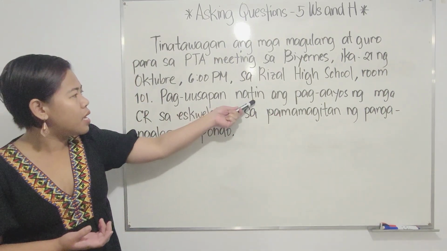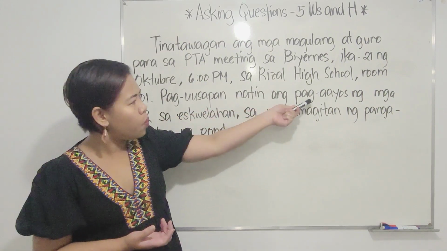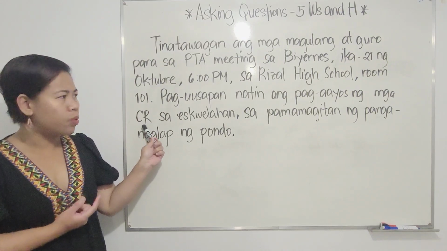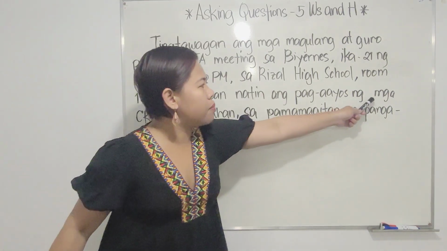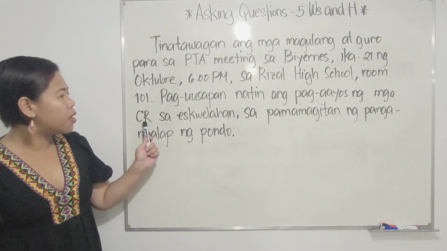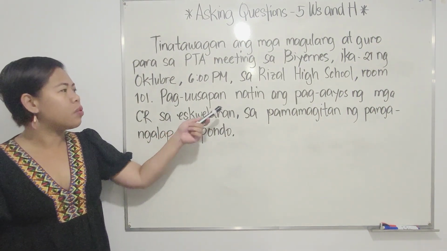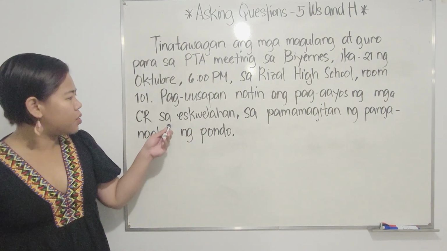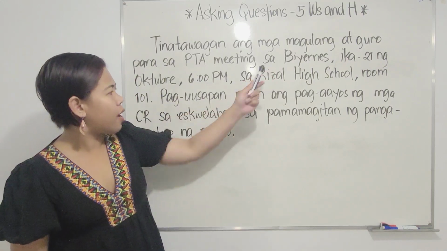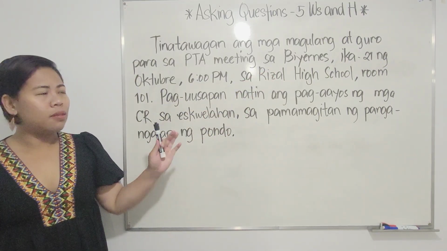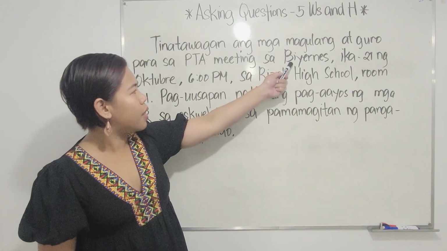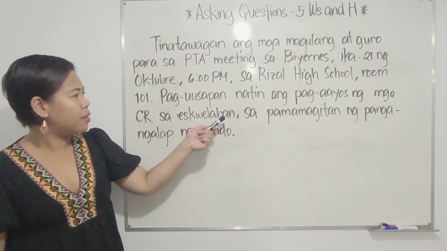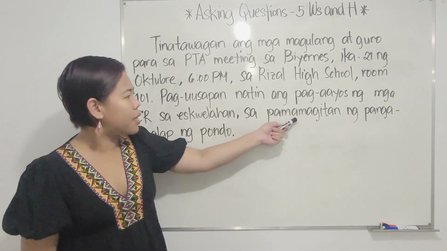So we are going to talk about how we are going to fix the CR, the washrooms with S. It's plural because it says mga. So there are a lot of washrooms at the school or in the school. The washrooms in the school. If you notice, we only use one preposition here, sa, and then sa. So, but we are using it differently. This one is talking about the time. This one is for the place, and this one is for the place as well. And then another sa here, sa pamamagitan, by.